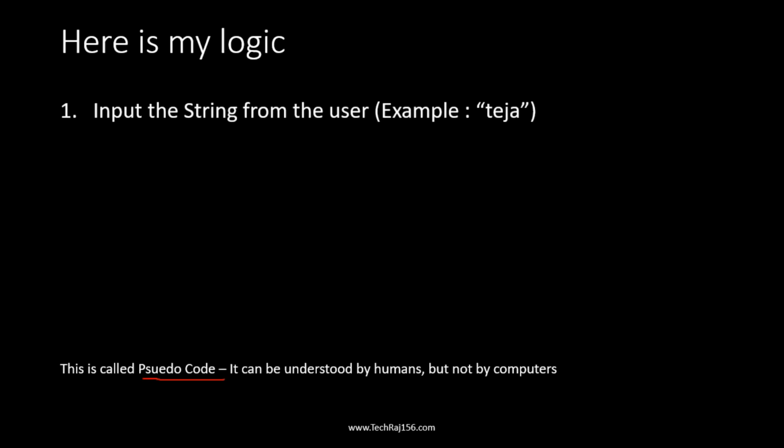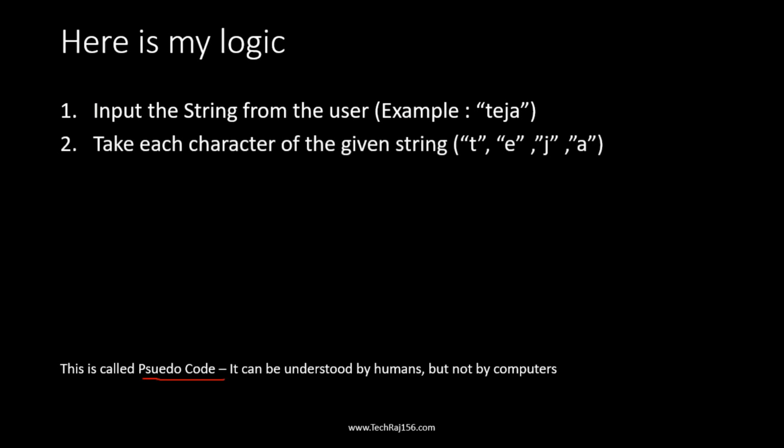So firstly, I'm going to input the string from the user. For example, let's say the user inputted the string as Teja. So the string I have now is Teja, which is my name. Now take each character of the given string. So each character of the given string is T, E, J, and A.